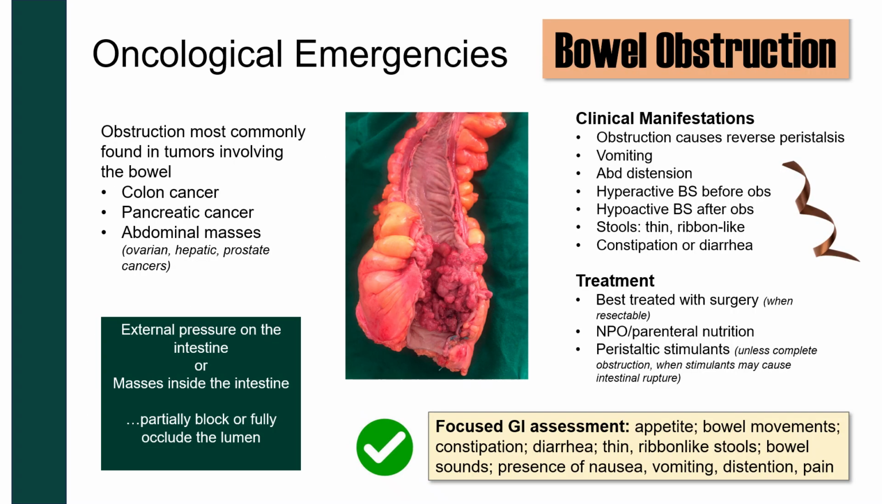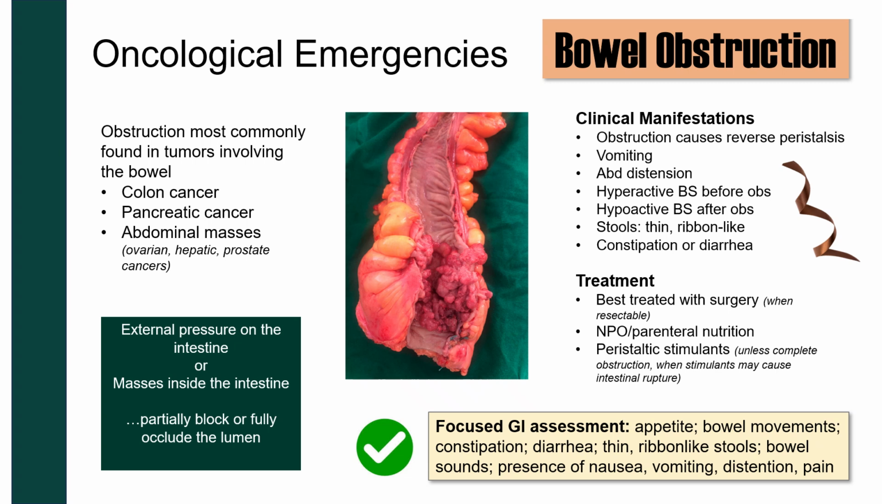So this bowel obstruction would be the result of some kind of tumor on the outside of the intestine that pushes on from the outside, or it could be a tumor that is actually growing inside of the intestine. And this can be partially blocked, or it could fully occlude the intestine, which would obviously be life-threatening. The most common cancers that cause a bowel obstruction would be colon cancer, pancreatic cancer, and abdominal masses, specifically ovarian, liver, or prostate cancers.